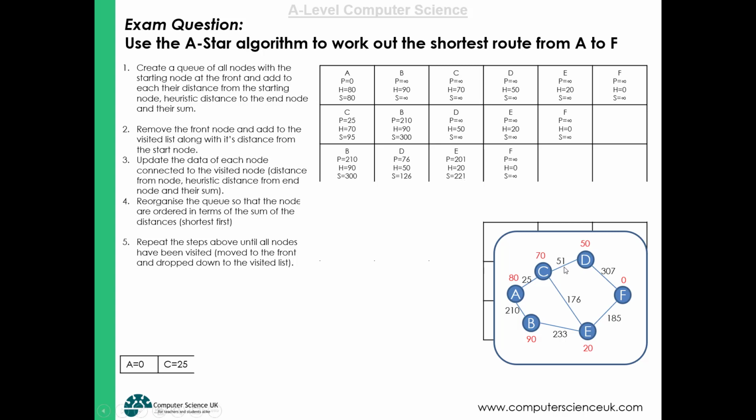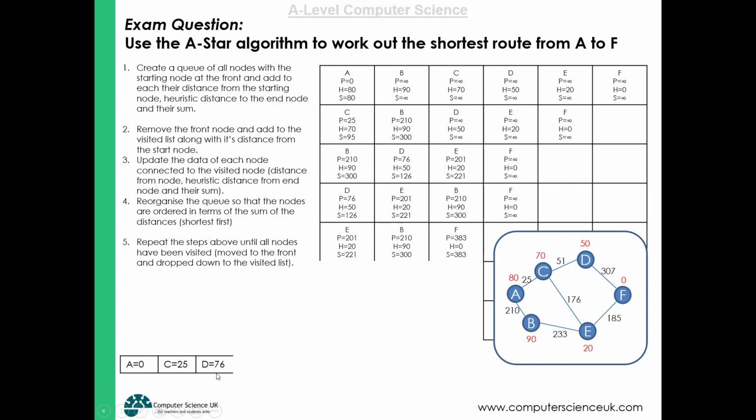We've now visited all the things attached to C. We now need to reorder this list, or this queue, so it's a priority queue. The smallest sum value goes to the front. So we reorder it, so D's at the front, and we now drop D down into our visited nodes list. So we're at D, and we're now going to investigate the nodes that are attached to D.